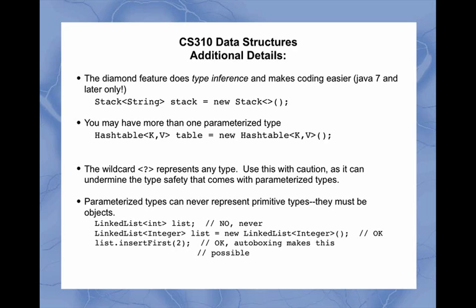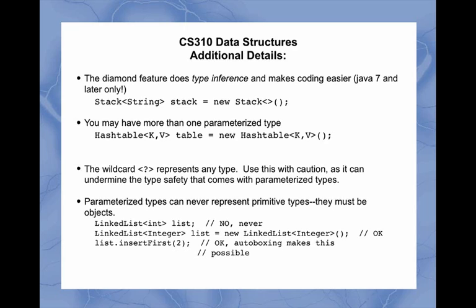Some additional details. There is a diamond feature which was introduced in Java 7. It's designed to make coding easier. However, it only works with Java 7 and later, and so if you try it with Java 6, you'll get compile errors. In this case, Stack<String> stack = new Stack<>(), with the empty angle brackets. That's called the diamond. And this can be done because the compiler can infer from the declaration that String goes in there, and so there's no reason to put it twice.